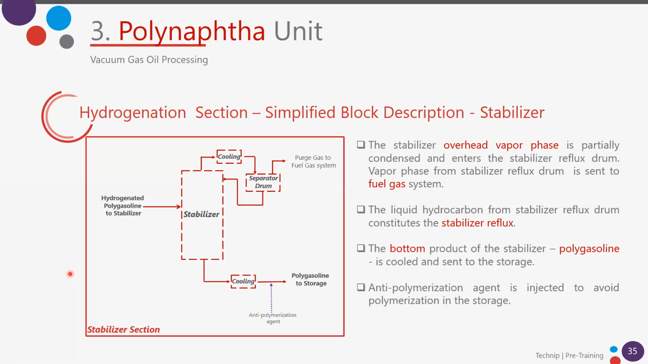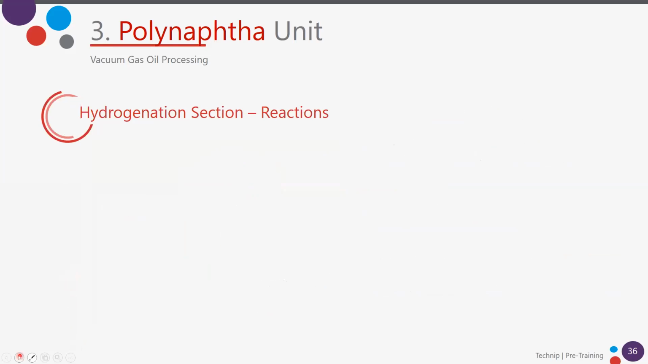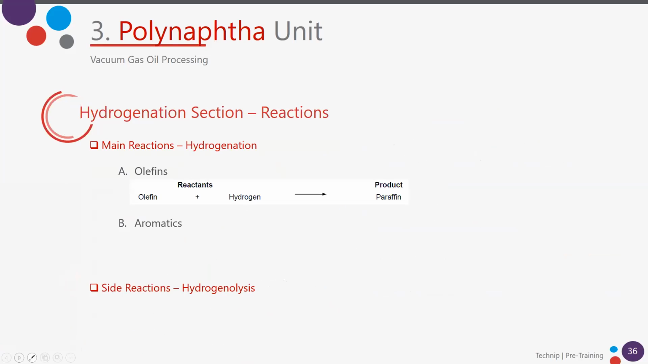Okay, so we have seen in the hydrogenation section that we have two sections: the reactor and the stabilizer. So we will see now the reactions that take place. The main reactions: the olefins react with hydrogen to produce a paraffin, and if we have aromatics, aromatic plus hydrogen will produce a cycloparaffin. Of course, we also have side reactions.